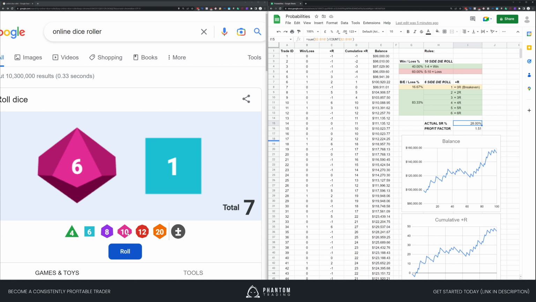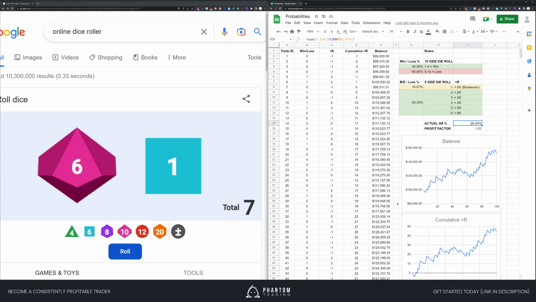And the first 6, you know, if you roll 1 to 6, that's a win. If you roll 7 to 10, it would be a loss, right? And then you can change the amount of R too, right? Again, using these different sided dice, right?